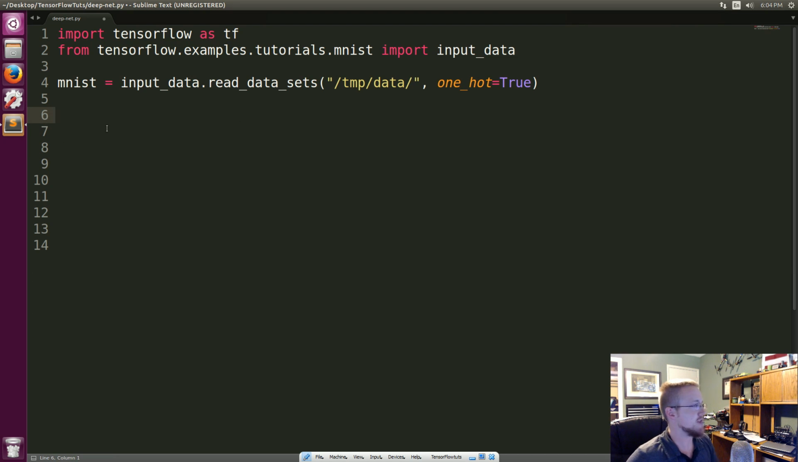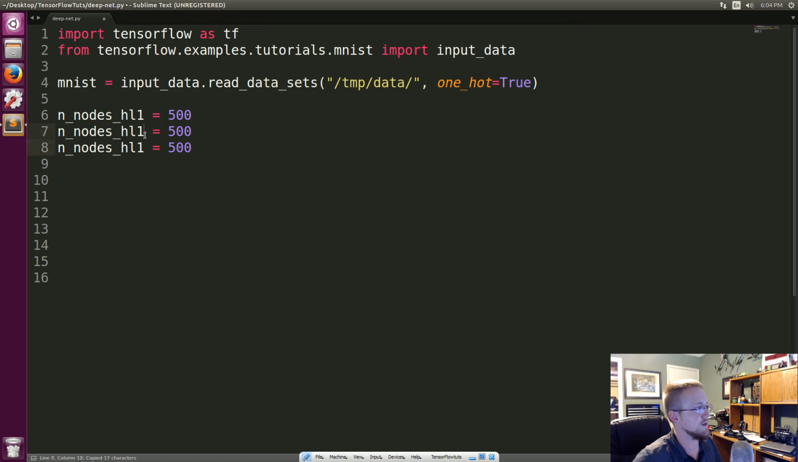And now what we're going to do is start defining our model. We're going to start by saying n nodes for hidden layer 1 is 500, and we're going to have 3 hidden layers. So this is a deep neural network. So 2 and 3, 500 for each. Now, these don't have to be identical. You could have this one be 500, this one be 1500, and this one be 15. 500, 500, 500 will be good enough to start with, but feel free to tweak that depending on how many layers you have and what kind of thing you're trying to model.